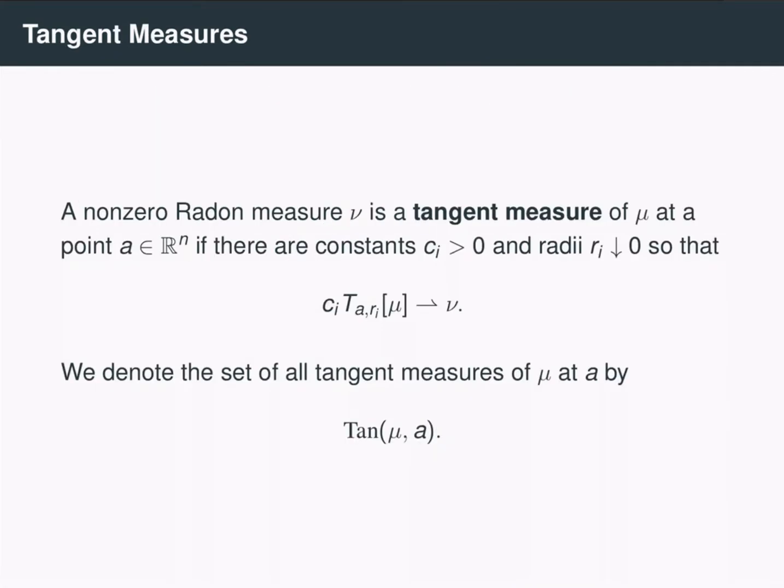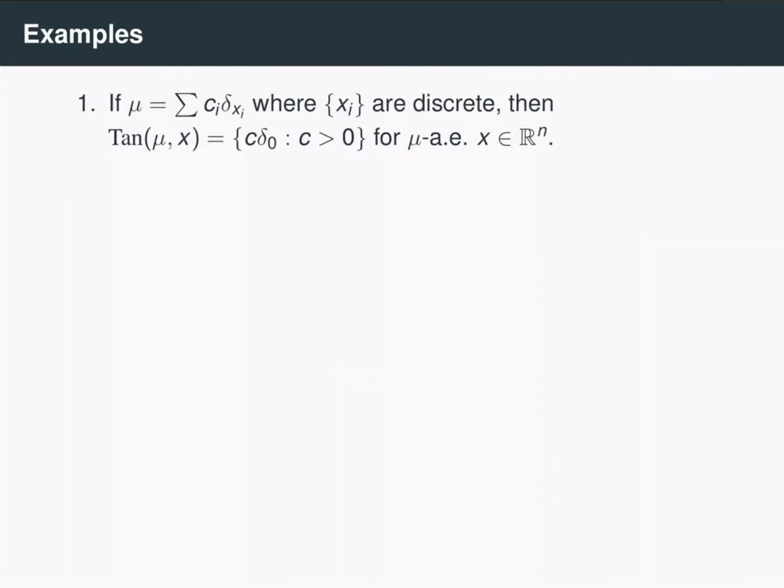We say that a non-zero Radon measure nu is a tangent measure of a measure mu at a point a in Euclidean space if there is a sequence of positive constants c_i and radii r_i going to 0, so that c_i times the blown up versions of mu at a with respect to the radius r_i converge weakly to the measure nu. And we denote the set of all tangent measures of mu at the point a by tan(mu, a). So let's take a look at a few examples.